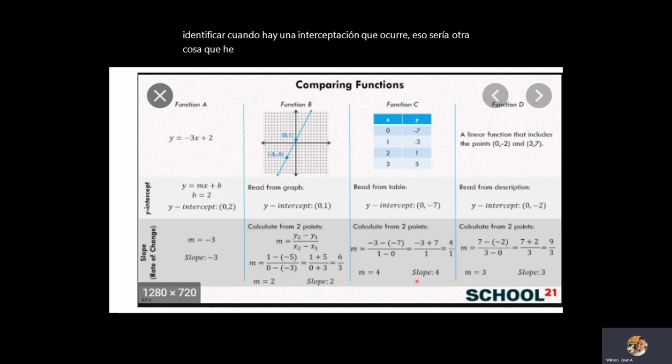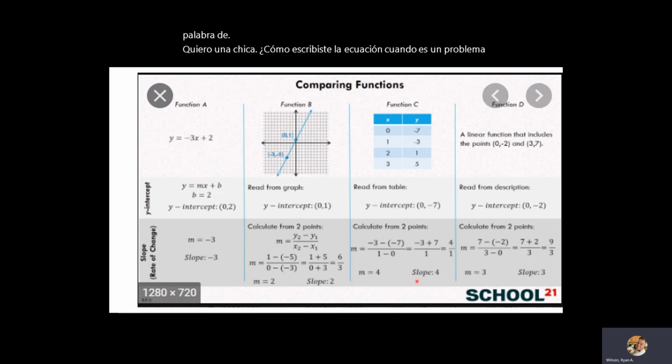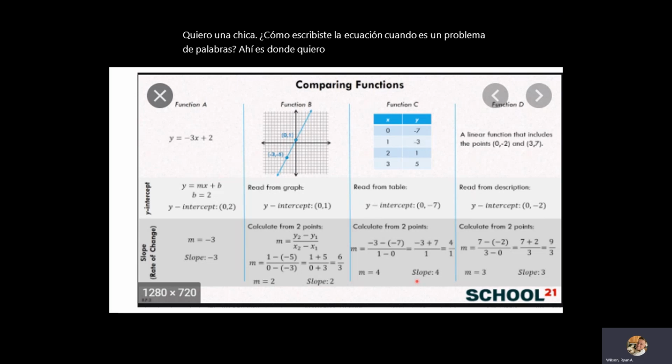Lastly, out of a word problem, how do I figure out how to even write the equation? That's where I want your mind to be with this fourth part, this D part. They gave us 2 points, I would find my slope. They gave me an intercept, I would be able to write my function from this.